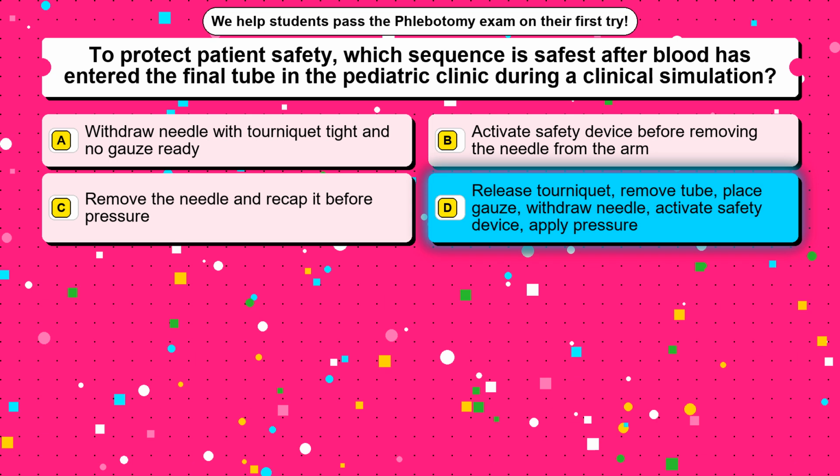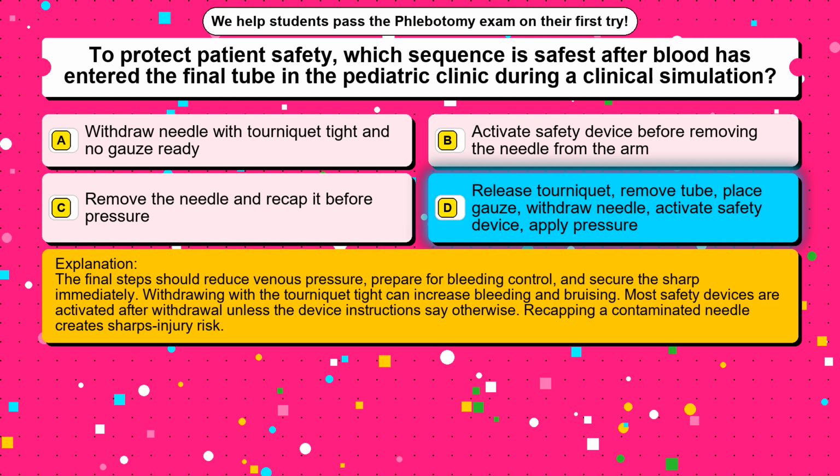The correct answer is option D. Release tourniquet, remove tube, place gauze, withdraw needle, activate safety device, apply pressure. The final steps should reduce venous pressure, prepare for bleeding control, and secure the sharp immediately. Withdrawing with the tourniquet tight can increase bleeding and bruising. Most safety devices are activated after withdrawal unless the device instructions say otherwise. Recapping a contaminated needle creates sharps injury risk.